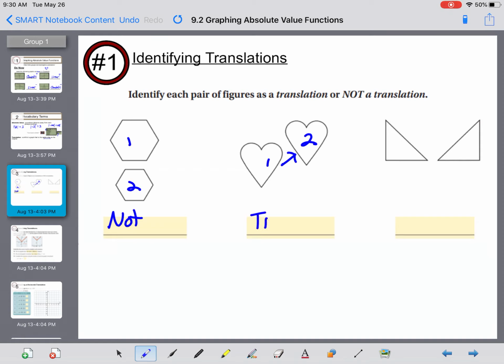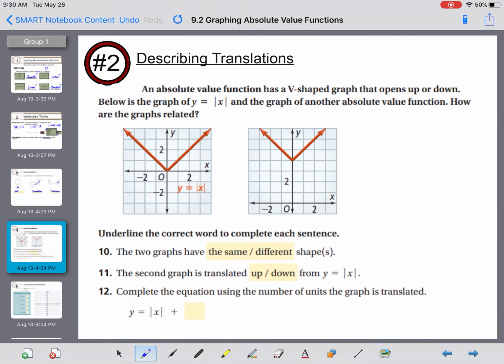From shape 1 to shape 2, it just looks like it slid over. Like we literally took that heart and slid it across the desk and moved it somewhere else. So that is a translation. And again, shape 1 to shape 2, it preserves the size, it's just sort of reflected, right? But we can translate that, so that's a translation.